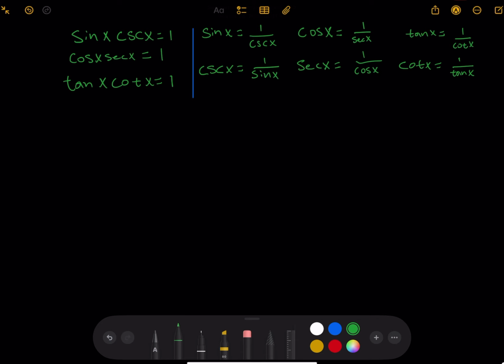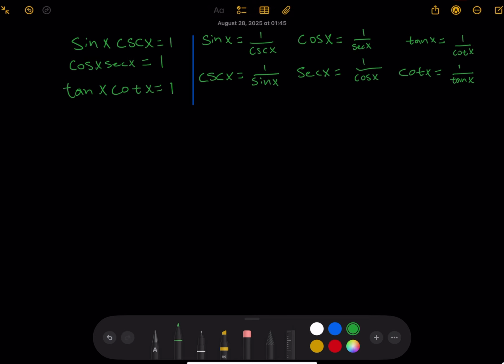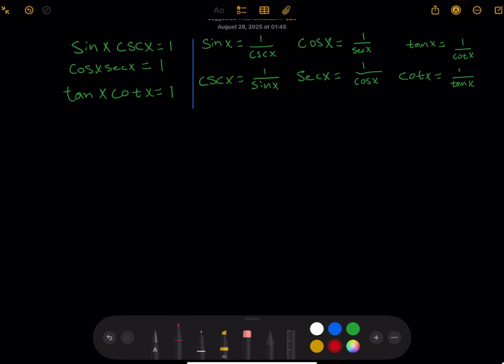Today, I want to talk about some trigonometric identities and specifically some reciprocal identities. And as you can see, I have written them out right here. And I really want to focus on why, let's say, sine x cosecant x is equal to 1.